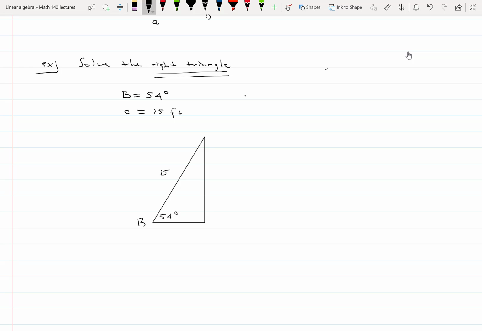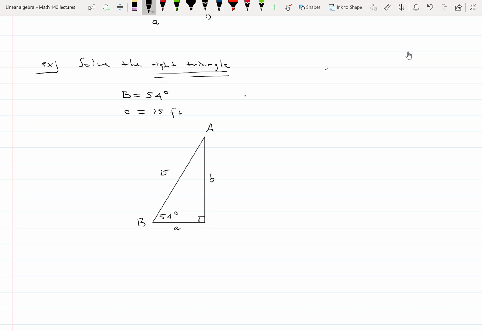So if that's capital B, then small b needs to be the length of the leg opposite B. So the only angle left is A, other than, of course, the right angle. And opposite that will be the leg small a. Okay, so the first thing you do is draw a triangle with the given information using the convention that we decided on earlier, and dig in.